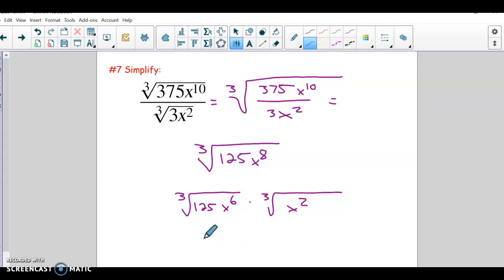Right, so this now cleans up. Cube root of 125 is 5. Divide the exponent by the index, so get x squared. And then we have a leftover part, cube root of x squared. Right, and that is it. So divide it a little bit and then clean it up from there.